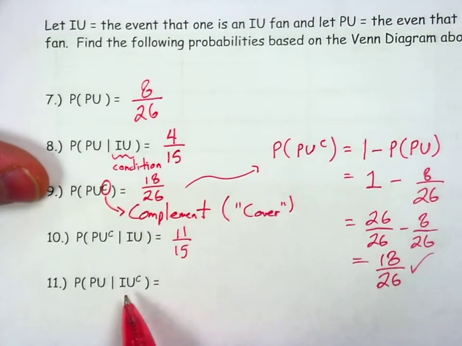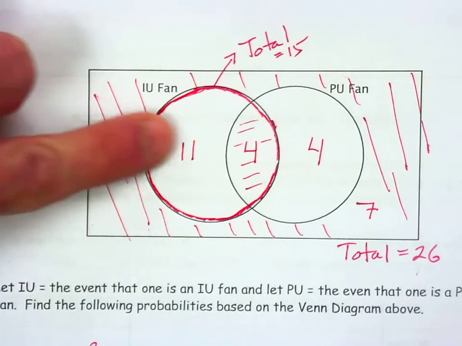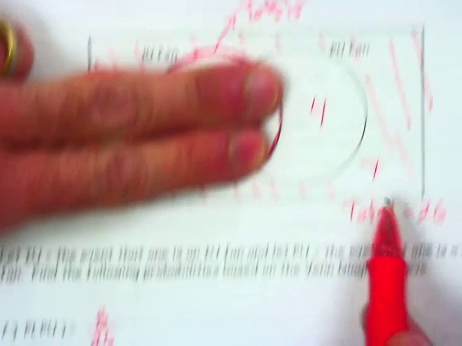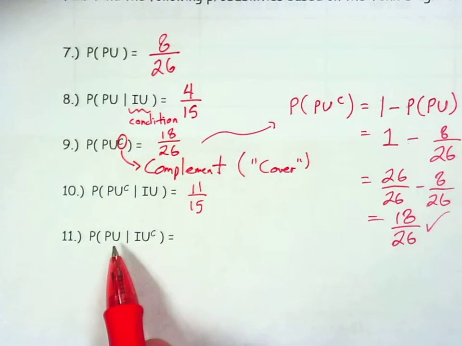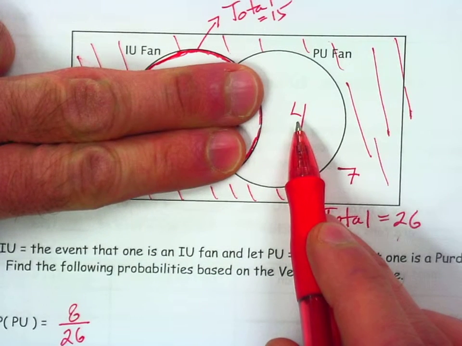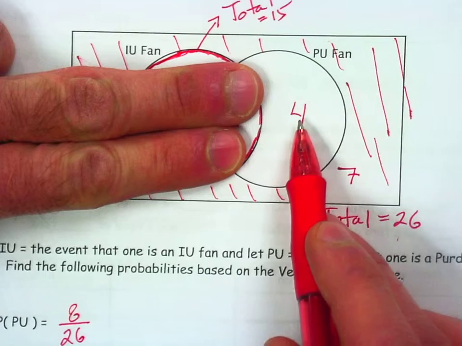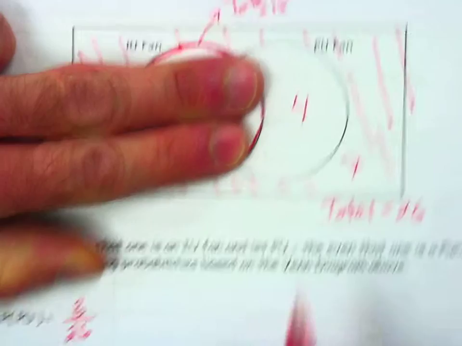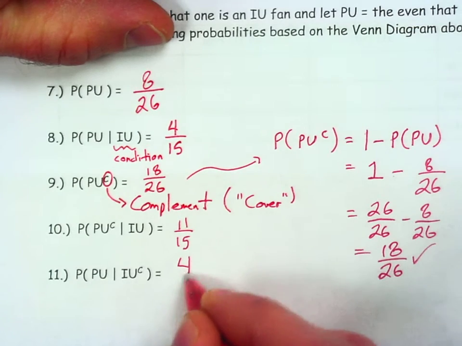Then the last probability, I'm interested in starting with a group of individuals that are not IU fans. So that's my condition. Not IU fans means I'm going to cover up the IU circle. So I'm only interested in working with this 4 and 7. What I want then is represented by this part of the probability. I'm interested in finding Purdue fans. There are only 4 that remain in the Purdue circle out of a total of 11, because again, I am not looking at the IU fans. So that's a total of 4 out of 11.